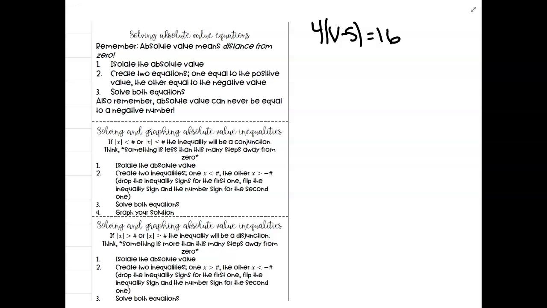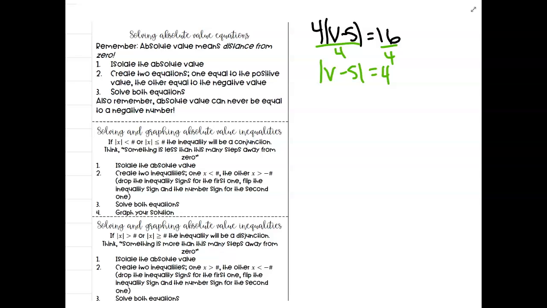There we go. Now, to get rid of the 4, we divide both sides by 4. We have the absolute value of v minus 5 equals 4. Step 2, once your absolute value is isolated, you're ready to create 2 equations. I know it was a lot of steps and may have been confusing, but you do the same thing every time.